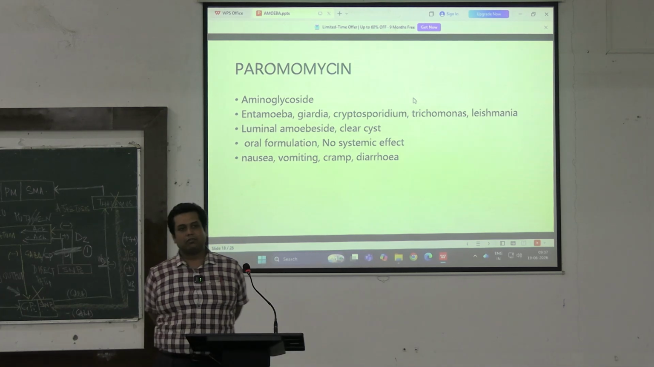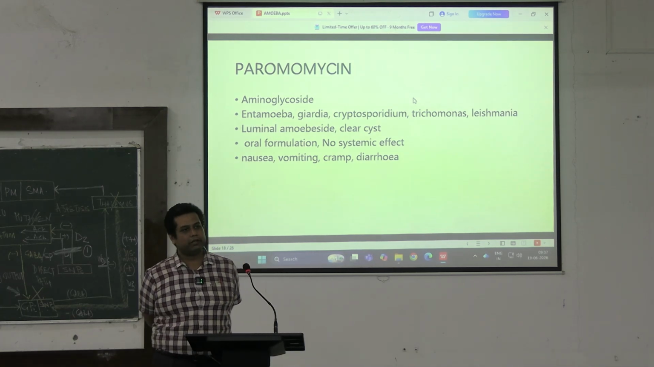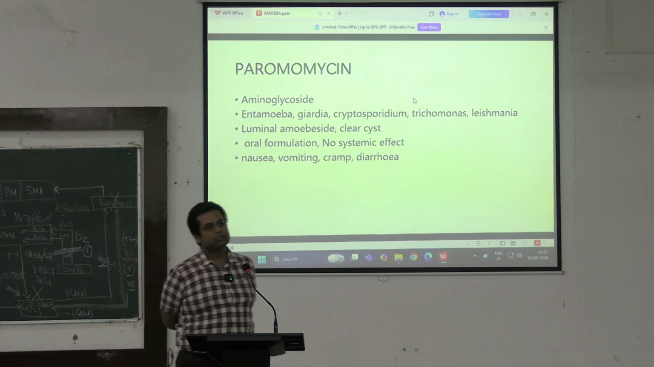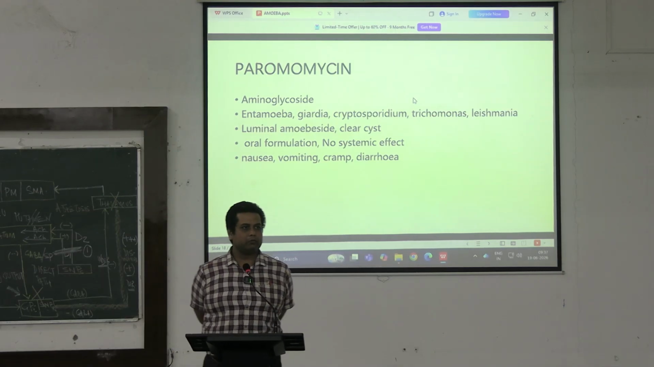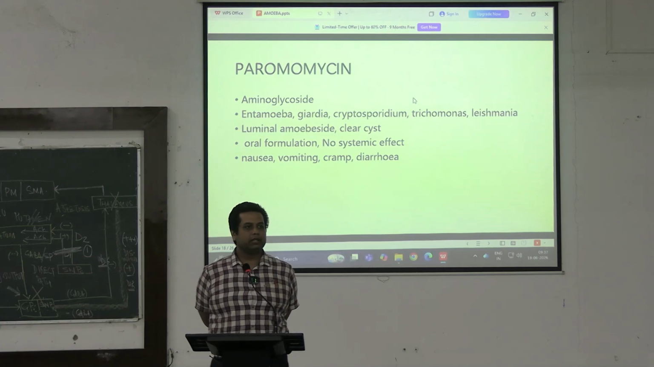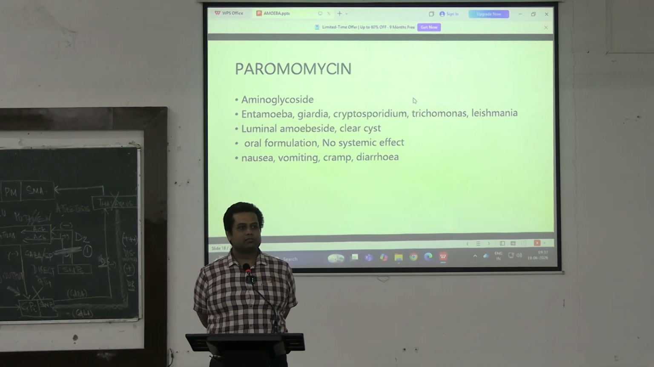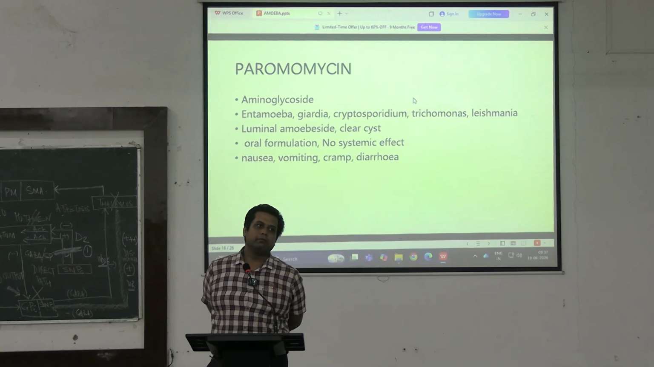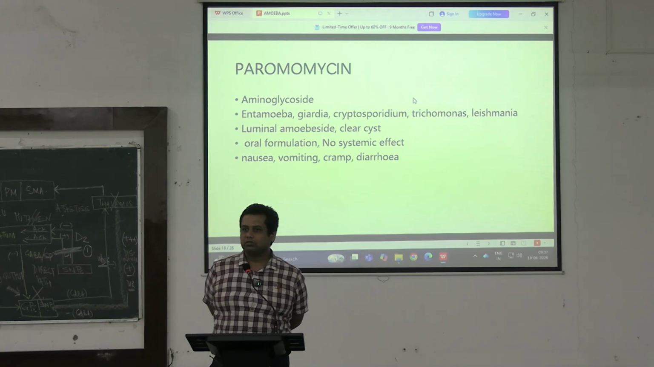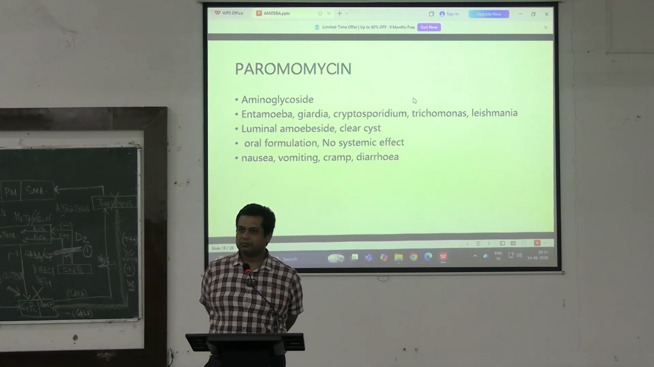So amoeba requires this gut bacteria to survive. There is symbiotic relationship between amoeba and the gut bacteria. ঠিক আছে? So killing of bacteria destroys the support for amoeba. So that is an indirect effect.